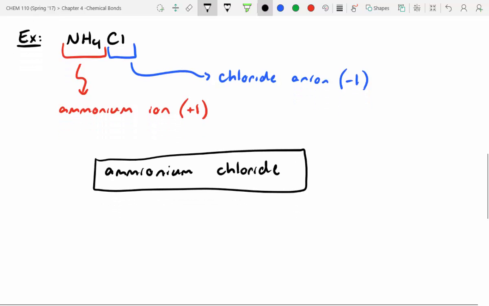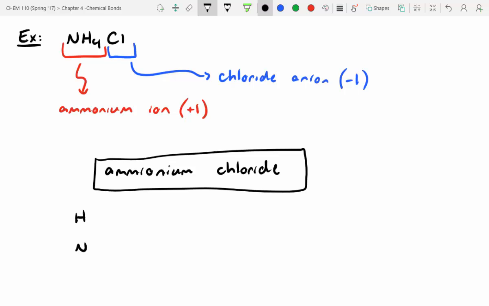And let's try to make sense of this using some Lewis structures, right? So let's first determine the Lewis structure of the ammonium ion. So we know we've got NH4. How many valence electrons does nitrogen have? 5. Okay, so I'll go ahead and I'll say 1, 2, 3, 4, 5. Hydrogen must have 1.